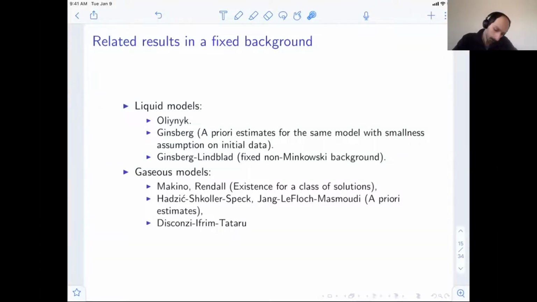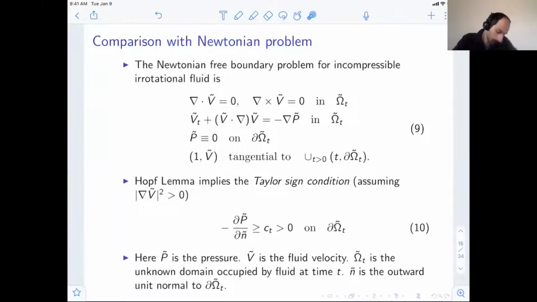Let me discuss this from the point of view that I'm interested in for the rest of the talk, which is the aspects, like I said, which come in when we couple to Einstein. But to do that, I actually want to draw a comparison with the Newtonian problem. So I want to take a couple of slides to discuss the analogous Newtonian problem.